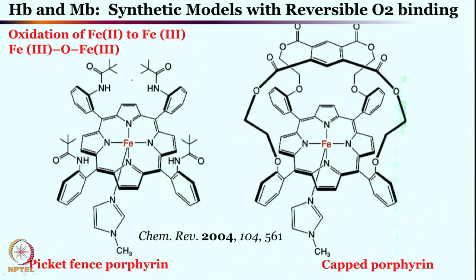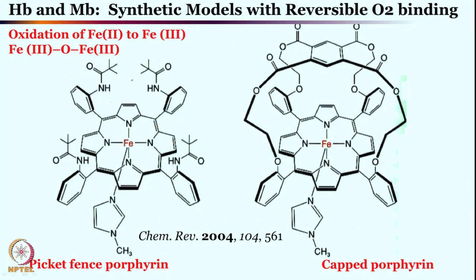So, to prevent this overreaction or even the auto oxidation of iron 2 plus to iron 3 plus, which is again another problem, because stabilizing them in iron 2 plus is very difficult, because it is very sensitive, it is air sensitive and moisture sensitive. All these species need to be recorded or need to be stabilized, stored in a glove box, right. This is very sensitive chemistry.